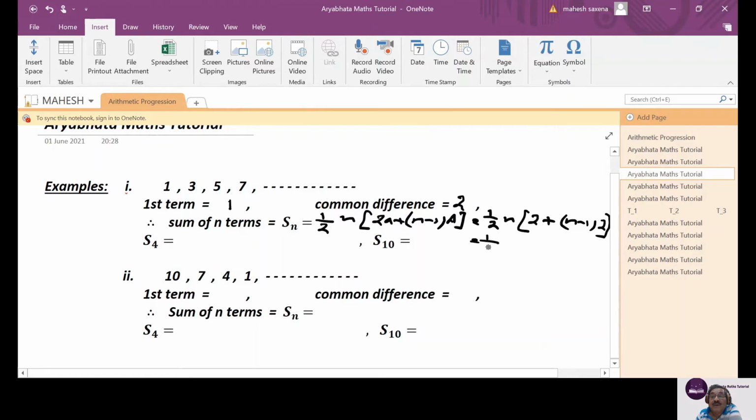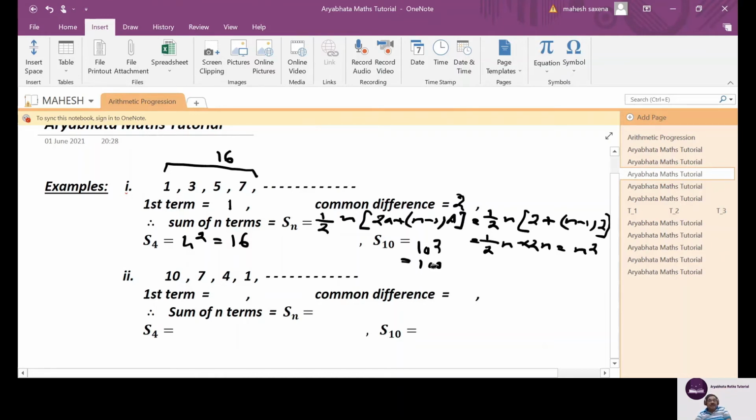Therefore, in this case, it is 1 by 2n into (2 plus 2n minus 2), which is 2n, so it will be n square. For example, S4 means 4 square, that is 16. We see that the sum of these 4 terms is coming as 16. S10 will be 10 square, that is 100.